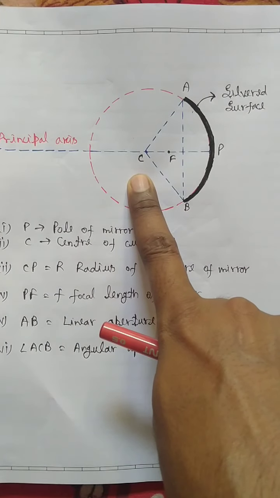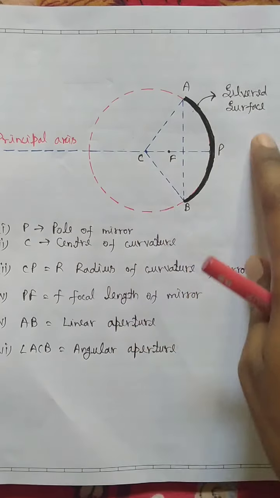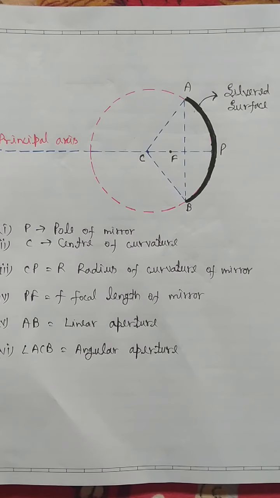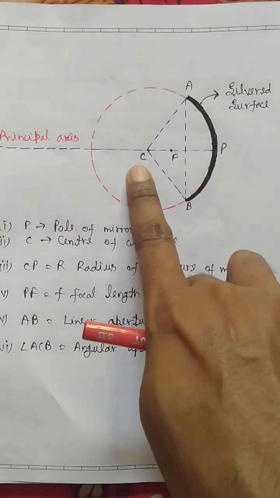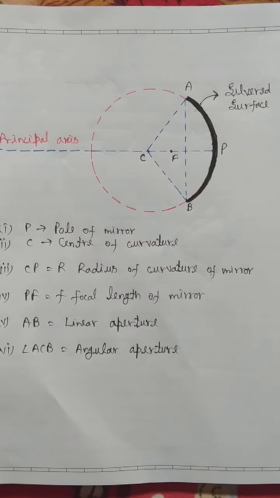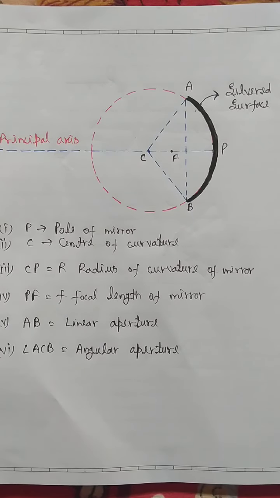Center of curvature C, that is, it is the center C of the sphere of which the mirror forms a part. Again, I repeat, point C is called the center of curvature. It is the center C of the sphere of which the mirror forms a part.